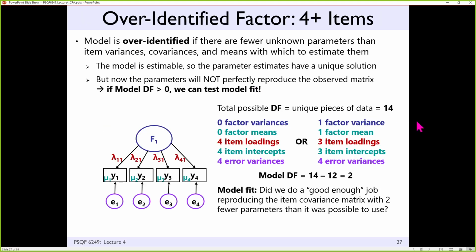If we're at 4, now we got something to work with. Now you have the chance to be wrong. So if we have 4, that's 14 pieces of information going in. If I say that the factor variance is 1 and the factor mean is 0, then the 4 intercepts perfectly recreate the 4 means. The 4 error variances perfectly recreate the 4 variances. The 4 loadings have to do the job of 6 covariances. That's where the 2 degrees of freedom comes from.